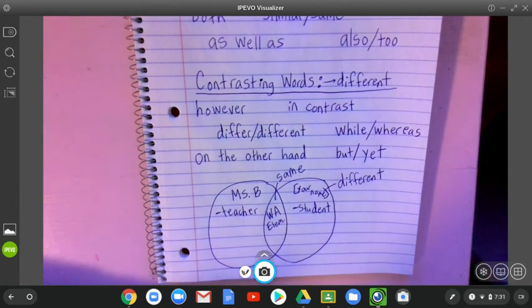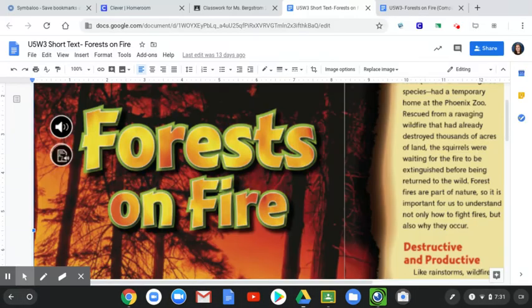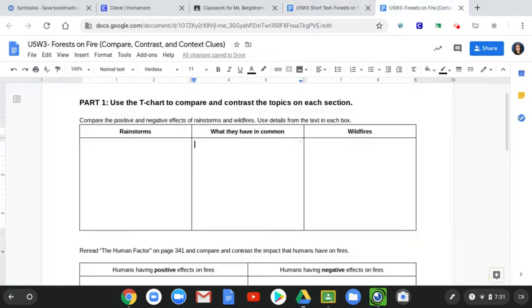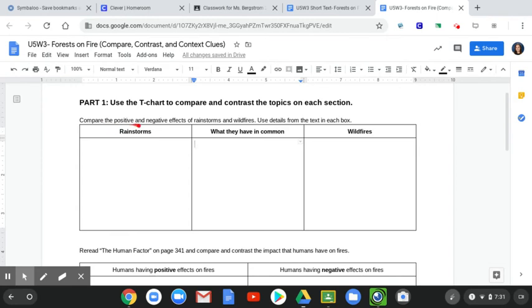I'm going to move on and show you the assignment that I have put on there for you, comparing and contrasting from the text. So on here you see it says forests on fire, and I'm going to click to the assignment and read the directions. It says compare, let me pull up my little laser pointer for you. It says compare the positive and negative effects of rainstorms and wildfires, and then it wants you to use details from the text in each box. So this would be like a Venn diagram with one circle and the other circle, how they overlap here. That's what they both have in common, or what is the same.